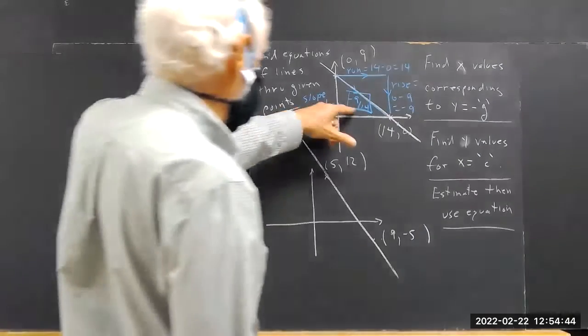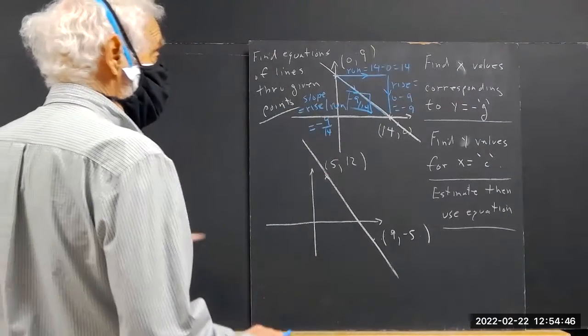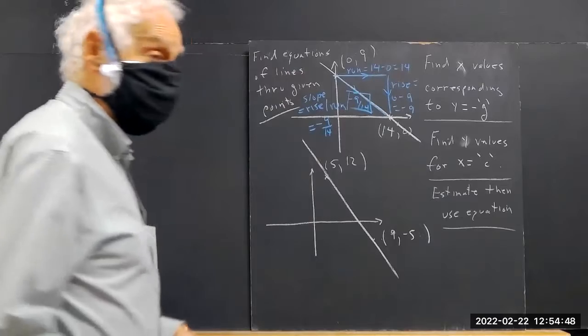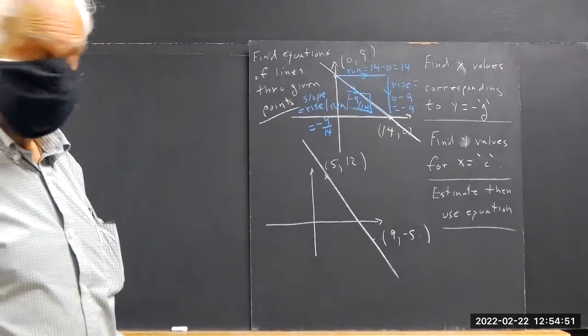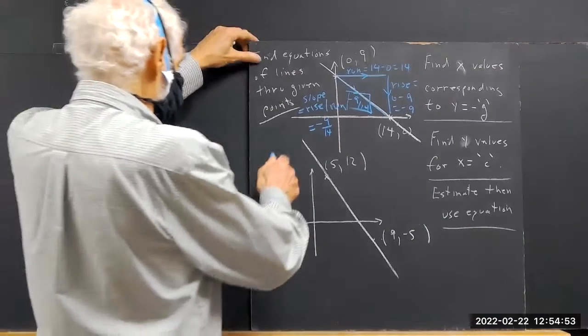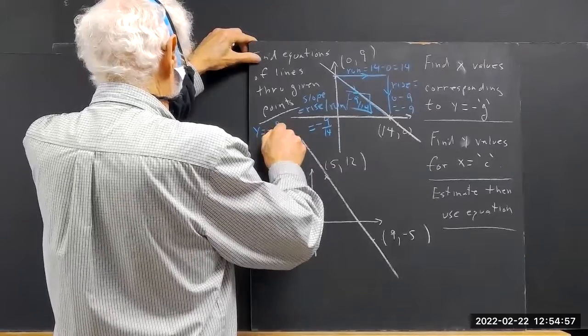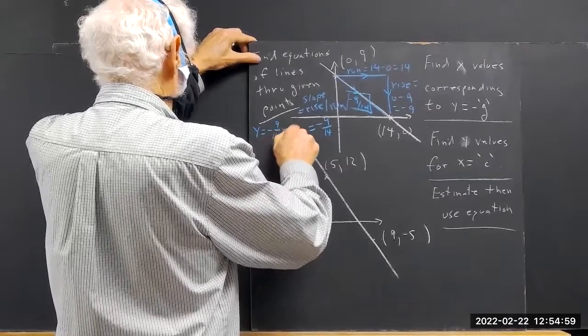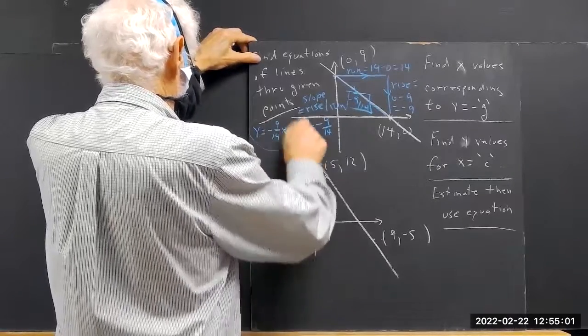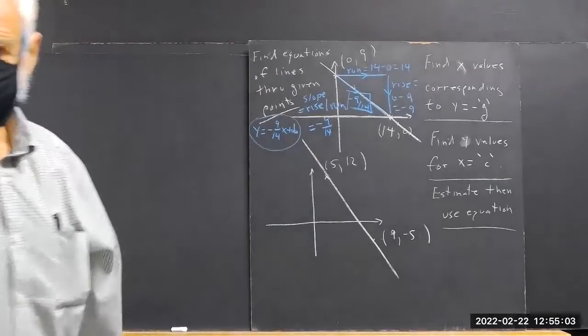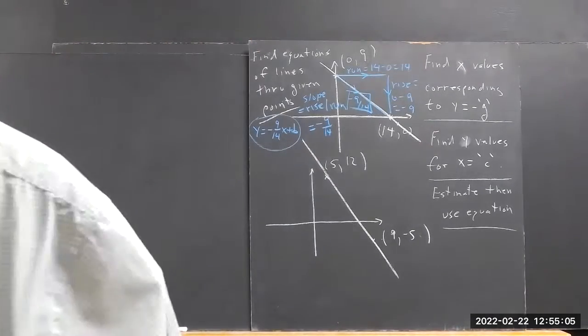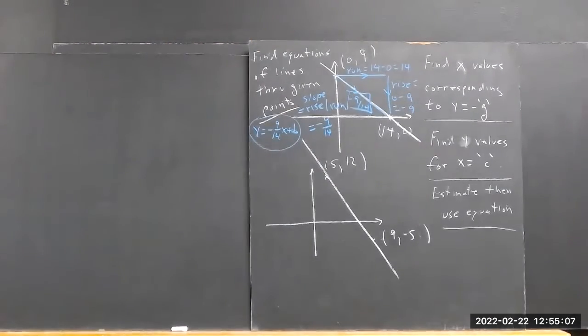Okay, so there we have it. We now know what the slope of this thing is. Okay. So now we know that y for this equation is -9/14 x plus b. The equation is y equals mx plus b.